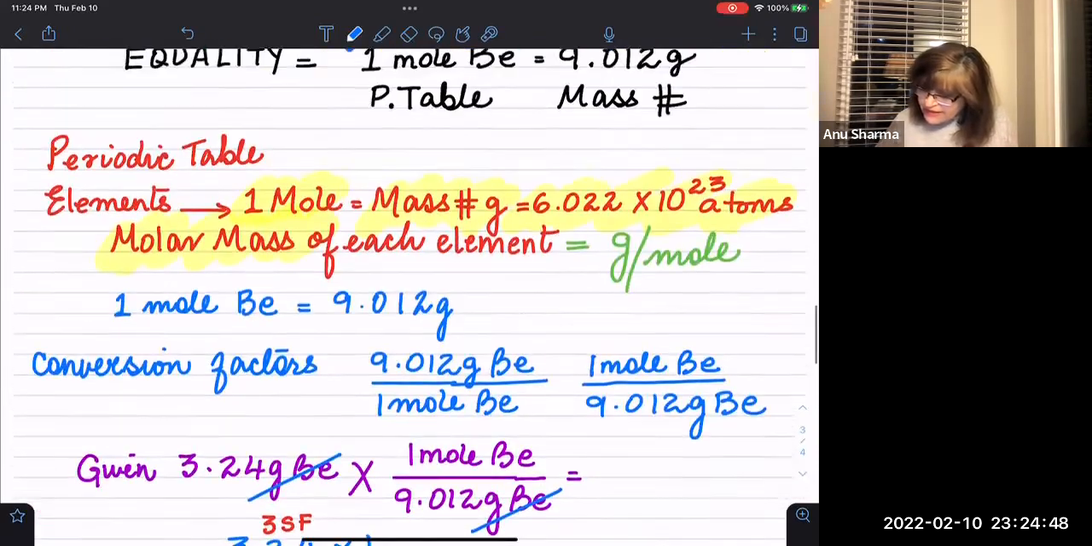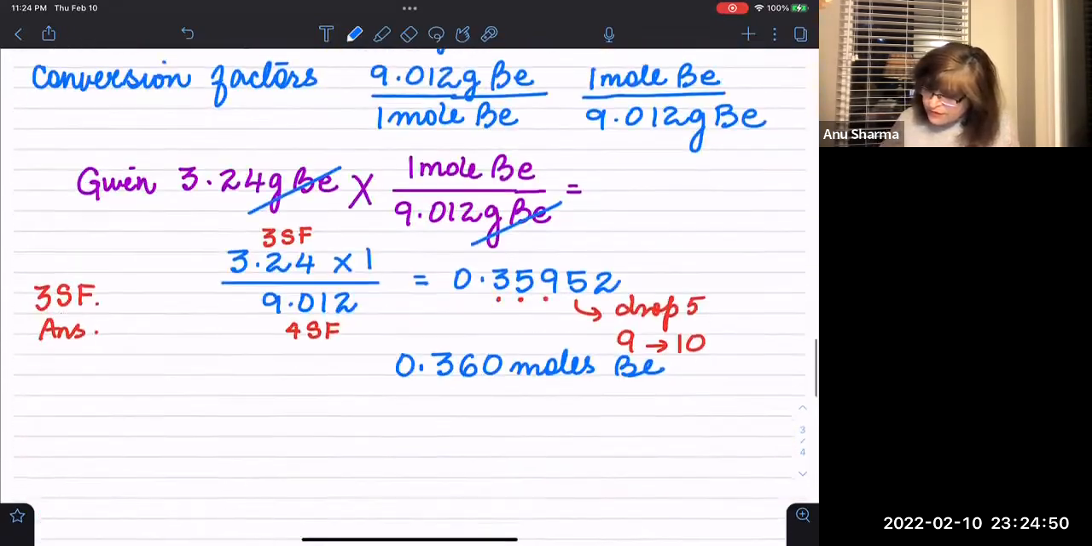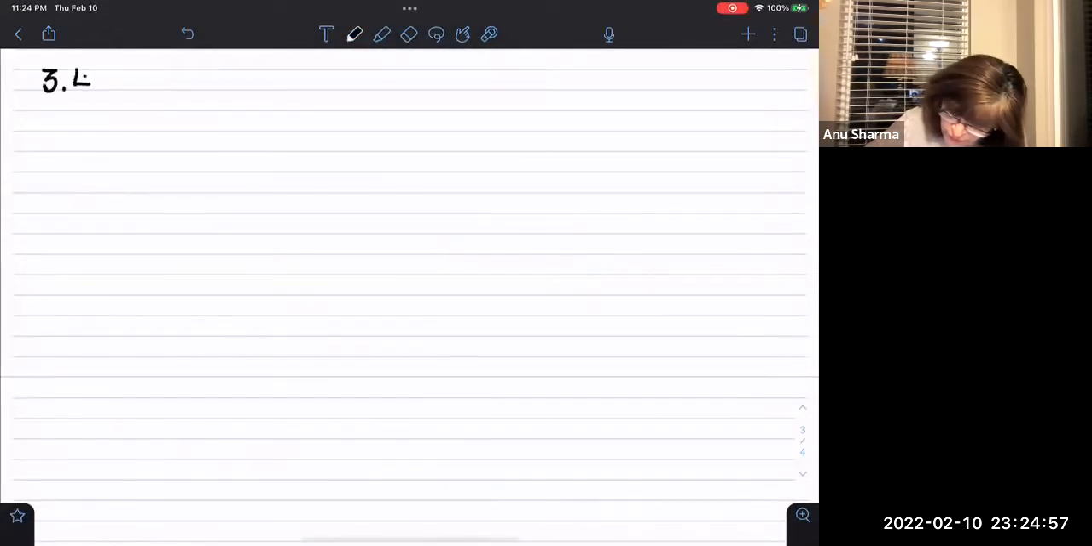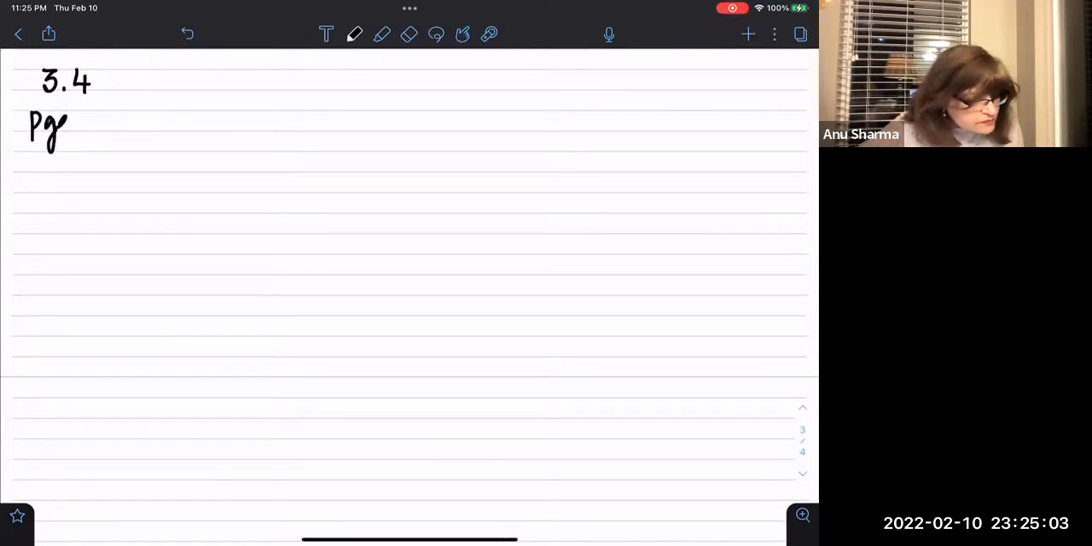Now let's look at the next one, Learning Check 3.4, which is on page 138.